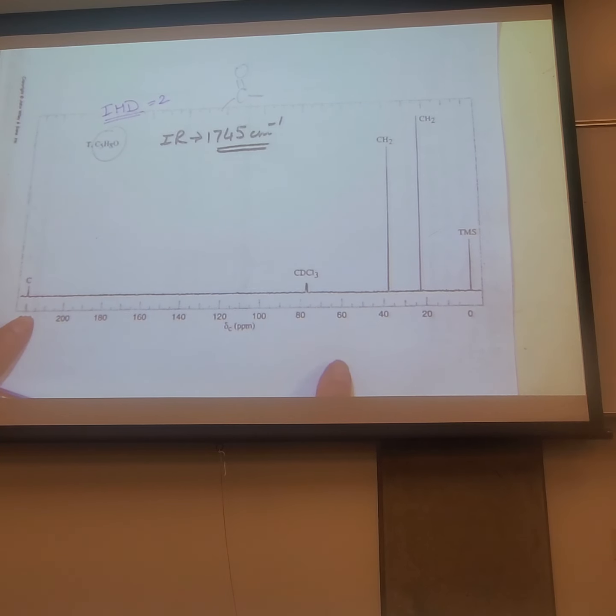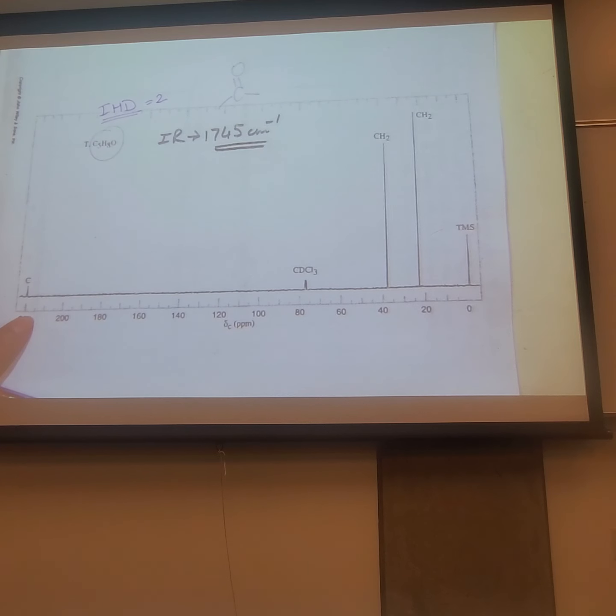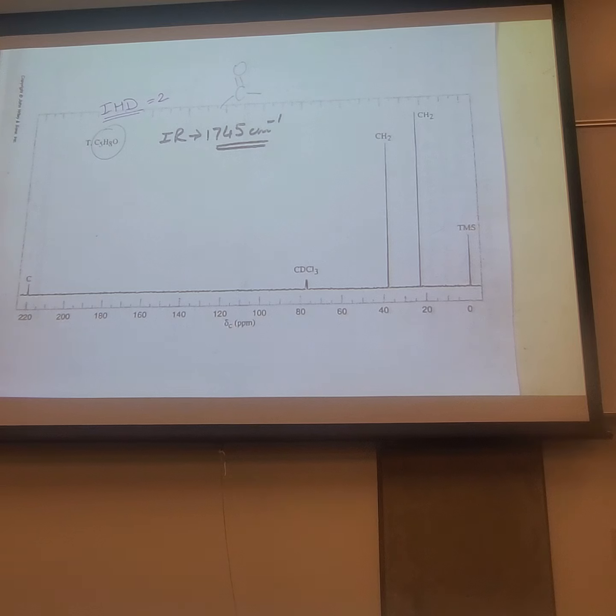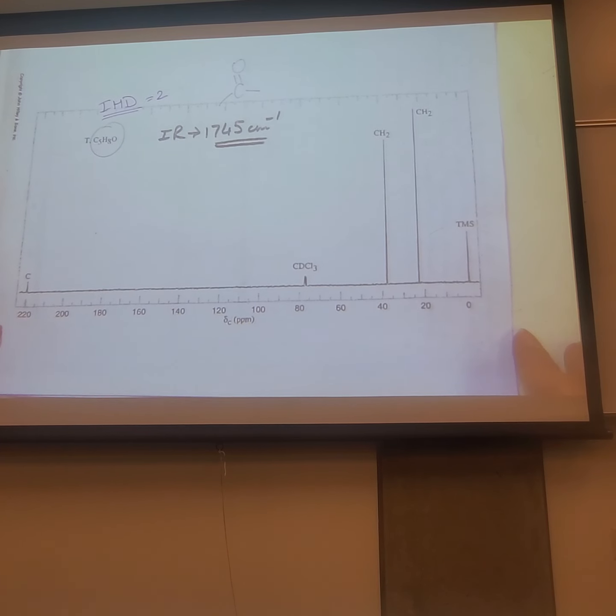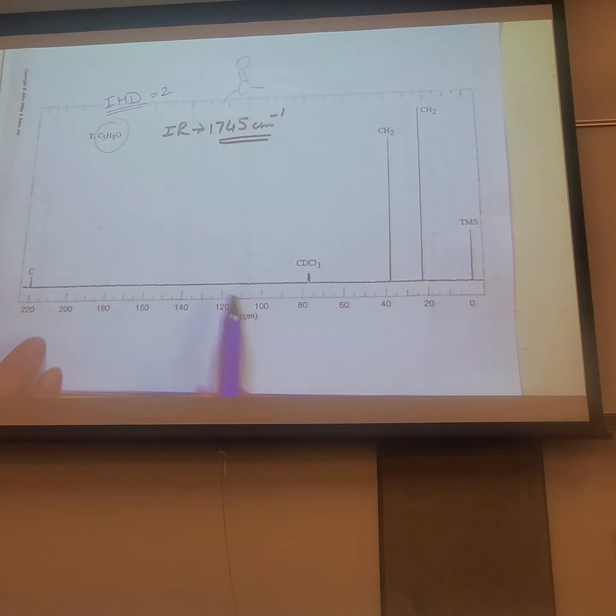Another pi bond? Where do sp2 hybridized carbons show up? 3,000 to 3,100 inverse centimeters. No, we're talking about carbons in carbon NMR. Where do sp2 hybridized carbons show up? Do you see anything in that range? No. So can we have another double bond? No. So therefore, if one of the IHDs is C double bond O, what's the other IHD for?